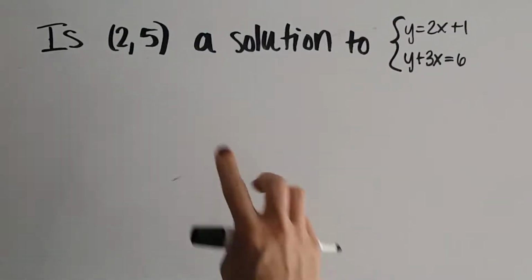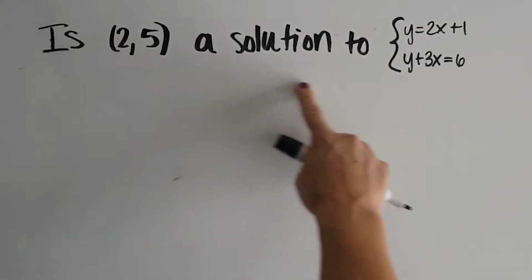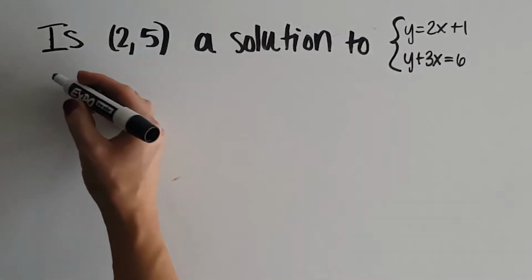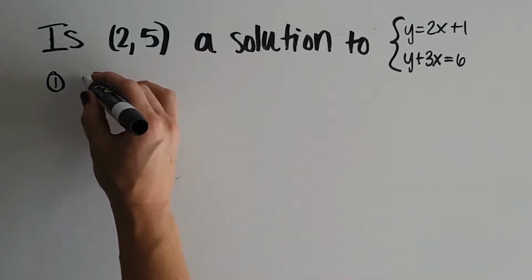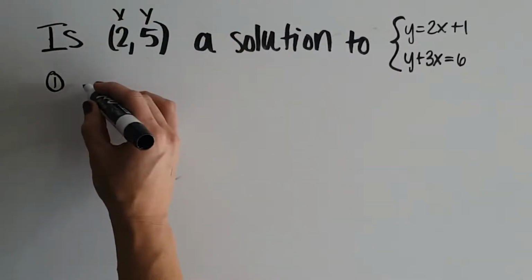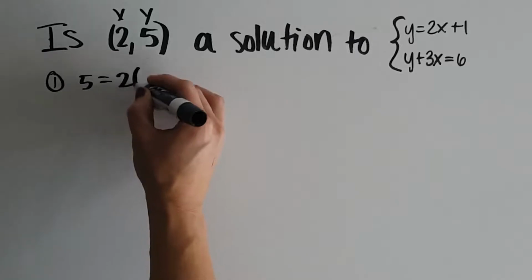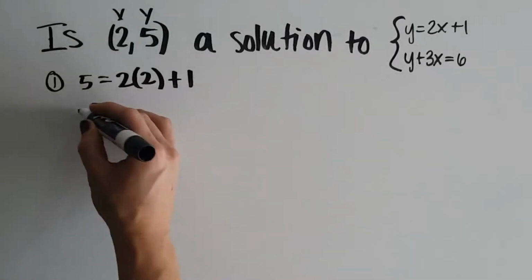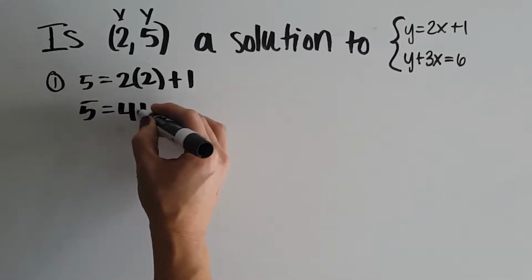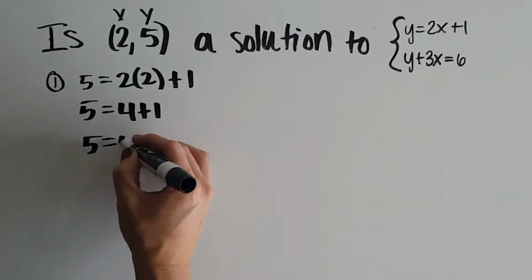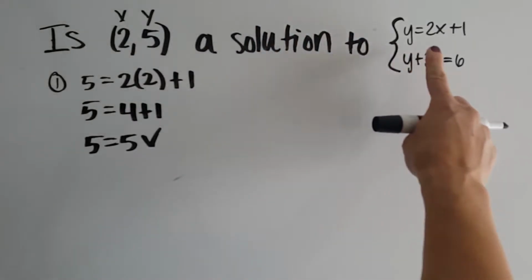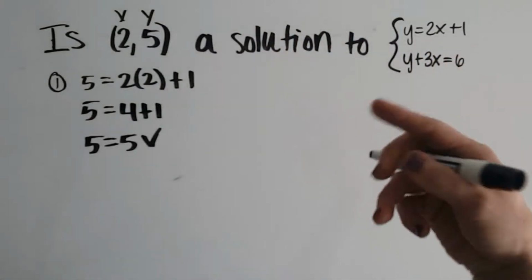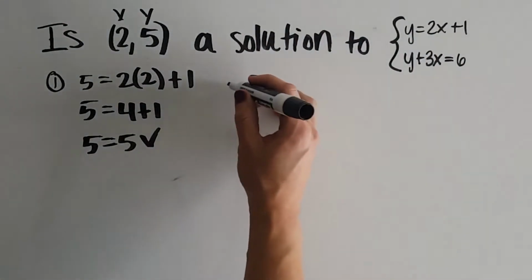In the second example, they want to know whether (2, 5) is a solution to this system. Again, we have to test each individual one. So starting with the first equation, I'll substitute a 5 for y, a 2 for x, and I'm going to simplify. So we get 5 equals 4 plus 1. Well, 5 does equal 5. So far, (2, 5) I know is a solution to my first equation. But to see whether it's a solution to the system, I have to check both.